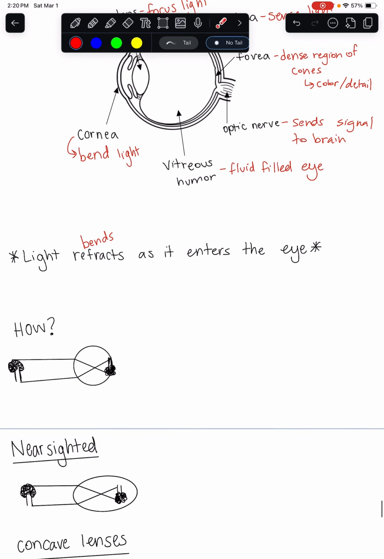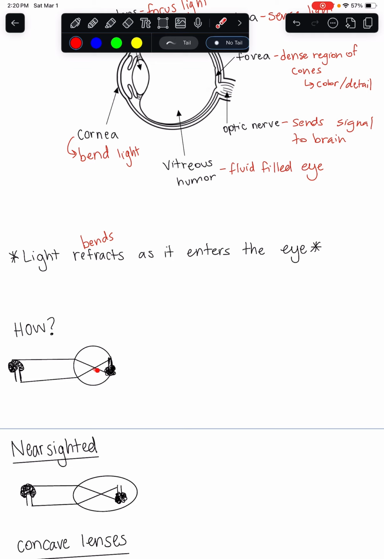How this works is we have the tree that we're looking at, and this is our eye. Now the light waves are traveling to our eye from the tree. When they hit our eye, they start to bend, and it projects the image back on where our fovea is at the back of our eye, and then the optic nerve would send the signal to our brain. You'll notice the picture is projected upside down. Our brain flips it so that it's right side up, so that's not a problem.